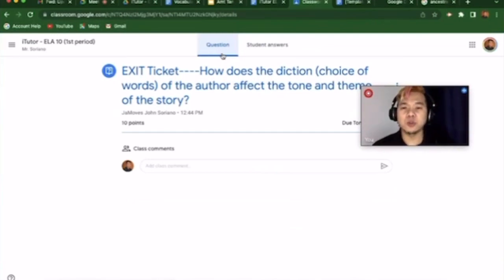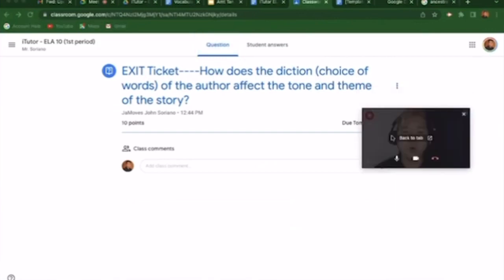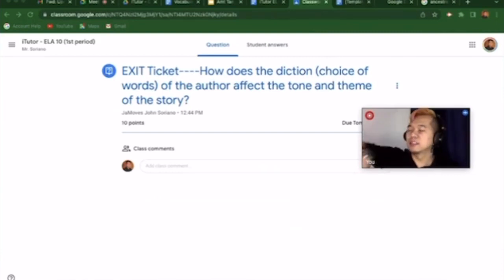How does the diction, or choice of words, of the author affect the tone and theme of the story? How? Like, does it give a hint or an understanding that the tone of the story is mysterious? Or is it something happy or sad? And the theme of the story is about perseverance. How does the diction of the words affect the tone and theme of the story? So we got 5 minutes left in the class, so we're going to utilize that for you to answer the exit ticket. Okay, so we have a minute left in the class.